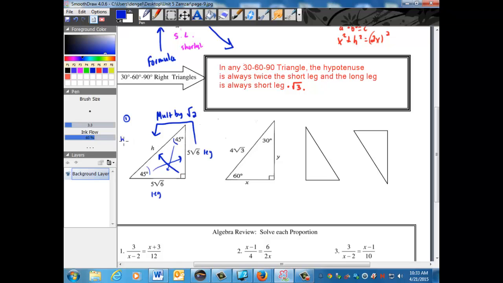So h is going to equal 5 rad 6 times rad 2. That gives me 5 rad 12. We have to break down rad 12. Rad 12 would break down to rad 4 times rad 3, which would give us 2 rad 3. And so that would give us 10 rad 3 for h.